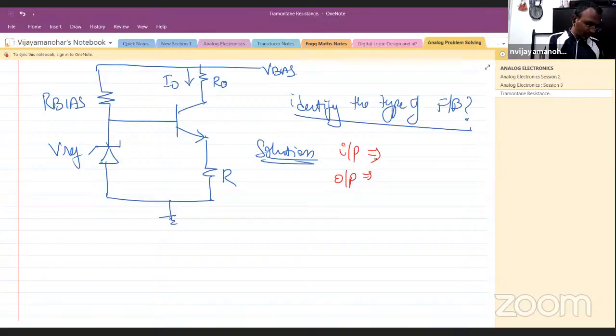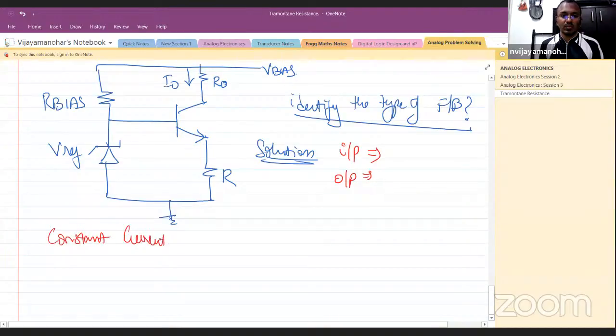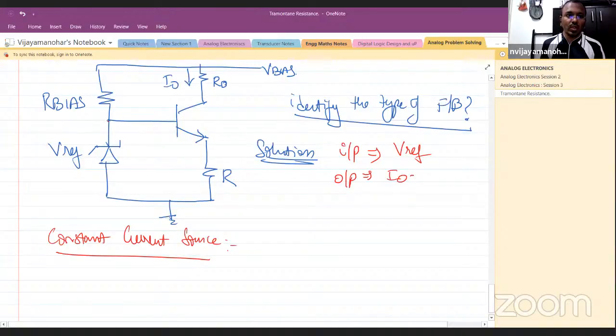What is this circuit trying to do? Tell me. Yes, this is a constant current source, where the input is Vref and the output is I naught. Because look at this. This is R. This R is fixed. Now look at this. This is V reference, and this is fixed. And what is given to you in the circuit? VCE, VBE on is 0.7 volt and beta is large.